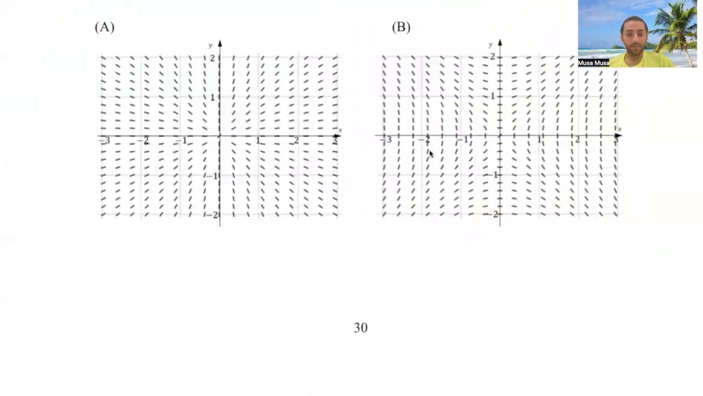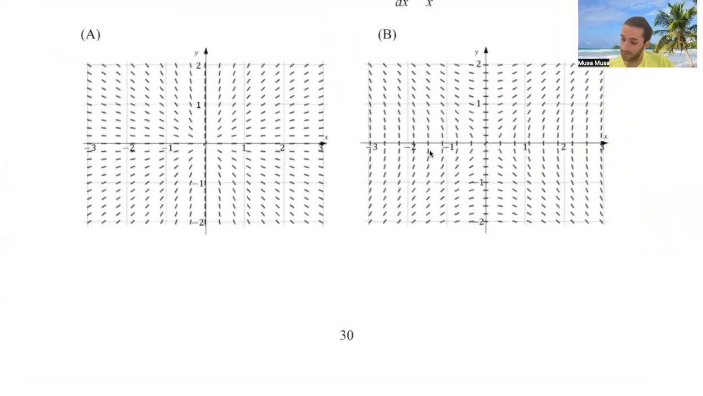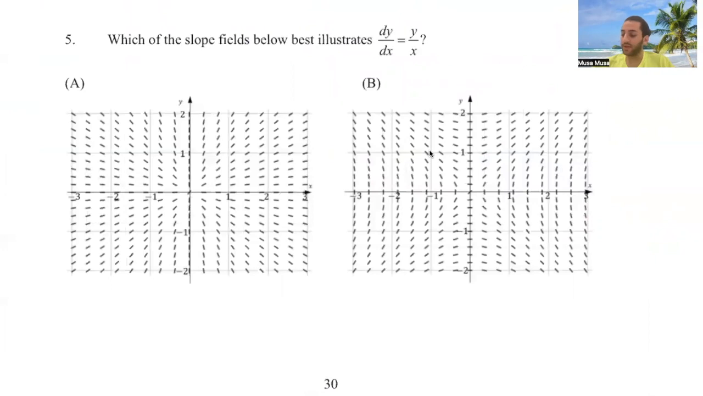Nice. How about this question here? Which of the slope fields best illustrates dy on dx equals y on x? Have a go on your own, and then we can discuss. So once you've had a go on your own, let's figure out why one is the correct answer and one is incorrect. So it's saying here dy dx equals y on x.